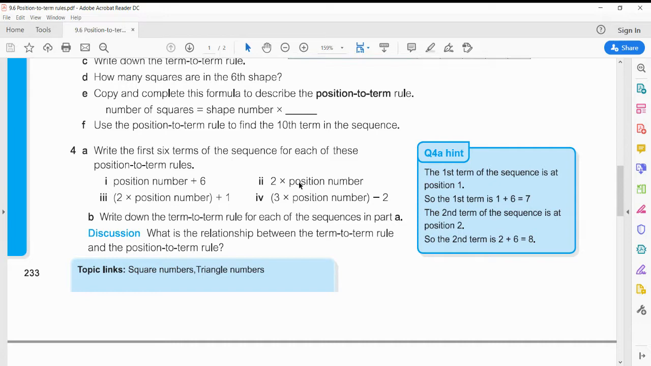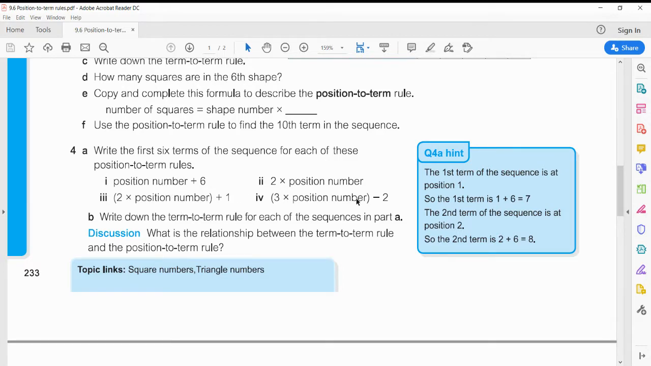2 times the position number. So 2 times 1 makes 2. 2 times 2 makes 4. 2 times 3 makes 6, and so on. 2 times the position number plus 1. So 2 times 1 makes 2, add 1 makes 3. 2 times 2 makes 4, add 1 makes 5. 2 times 3 makes 6, add 1 makes 7, and so on.